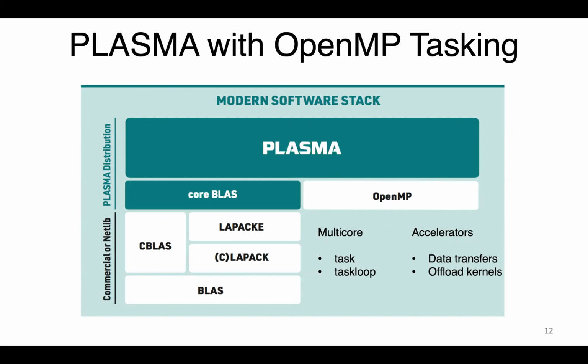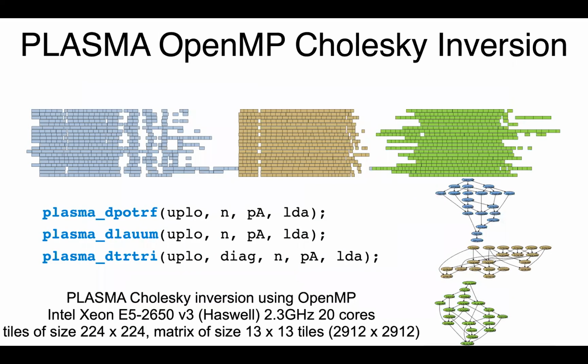And I will talk about how these are achieved in the next slides. And for the accelerators, Plasma depends on OpenMP for data transfers and offloading of the kernels to the accelerator device. So let's now move to why OpenMP tasking is very important in Plasma.